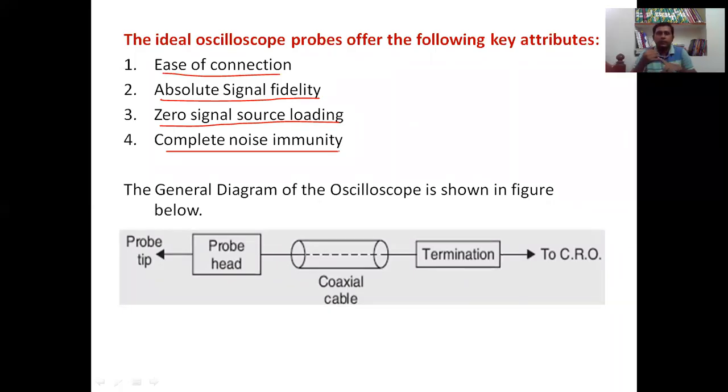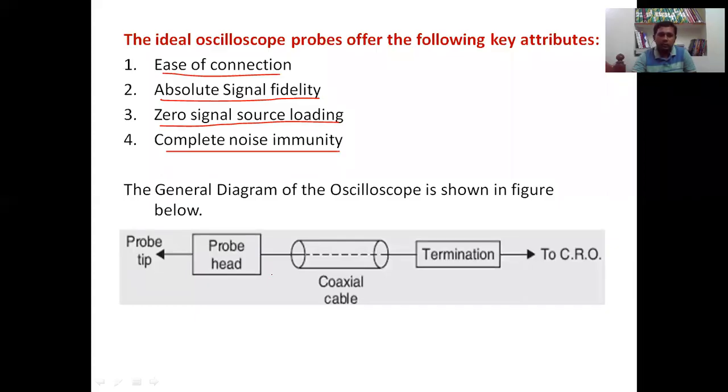So ease of connections, absolute signal fidelity, zero signal source loading effect, and complete noise immunity. It should not have any noise, right? Even if some noise is present, the probe should have features in its construction to overcome it. So the general structure of the probe is given here.